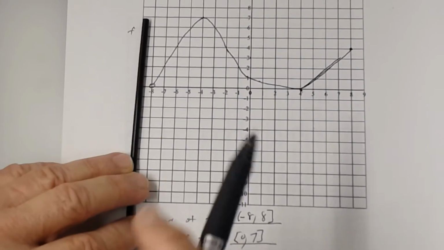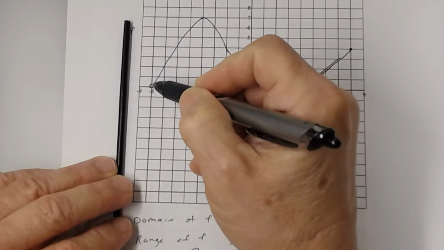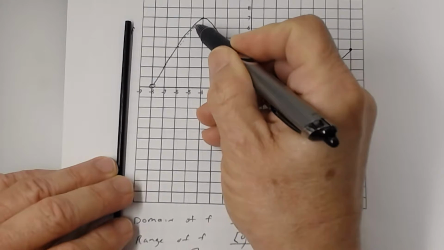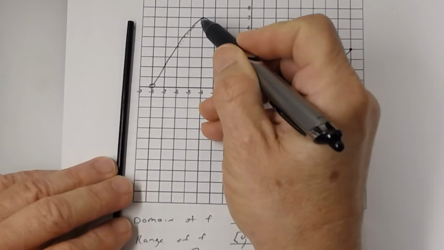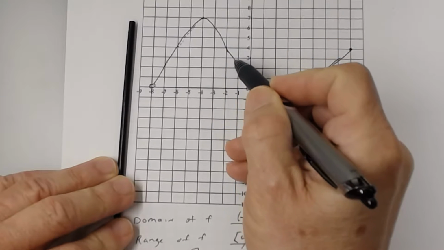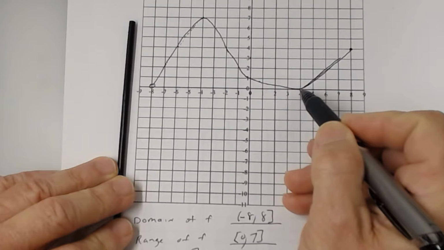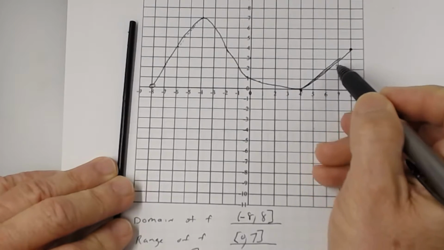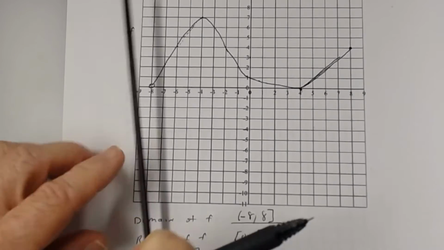All right, notice I'm going to do this instead. As I go from left to right, what are these y values right here doing? Increasing. All of a sudden, there's a peak, and then all of a sudden your y values are doing what? Decreasing, decreasing, decreasing, and there's a valley, I guess, and then all of a sudden your y values are doing what? Increasing. Okay.